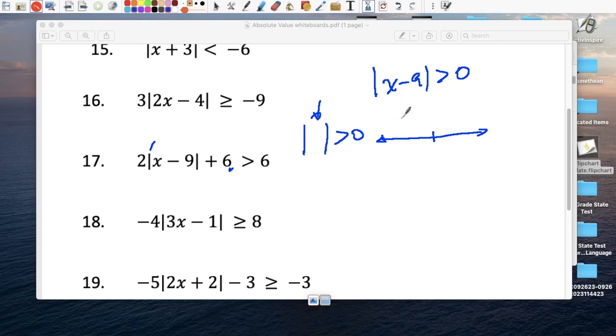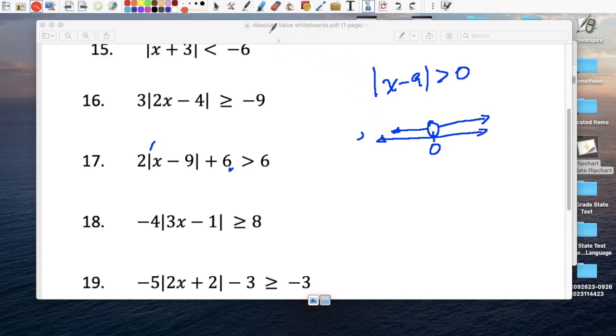Will 0 work? If I put in 0, is 0 greater than 0? No. What about 0.1? If I put 0.1 there, and I take the absolute value, would that be greater than 0? Yes. So 0 doesn't work, so I don't shade it, but we're going to go that way, right? So values that are greater than 0 will work, and values that are less than 0 will work.